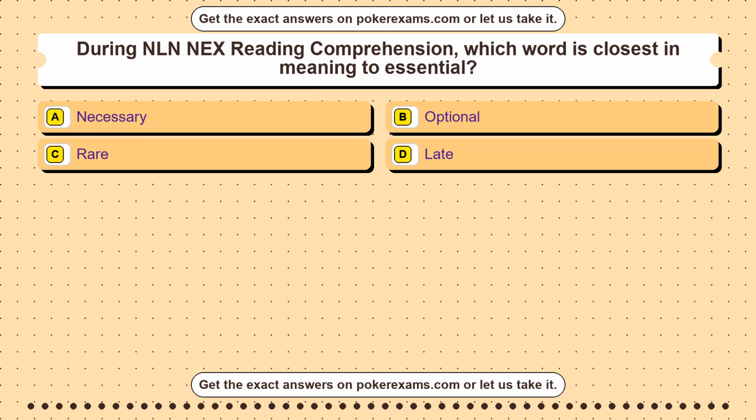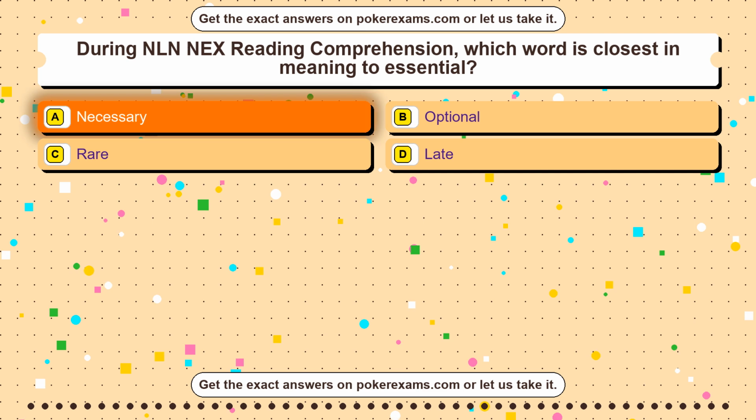Question 21. During GED probability practice, which number is the median of 2, 5, 9, 10, 14? Option A, 5. Option B, 9. Option C, 10. Option D, 14. The correct answer is option A.